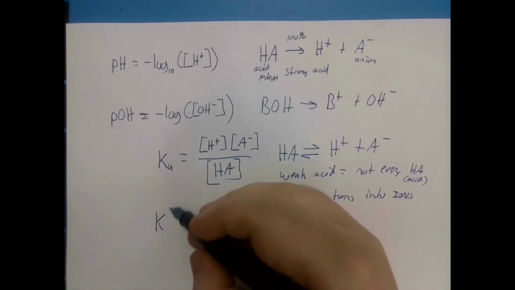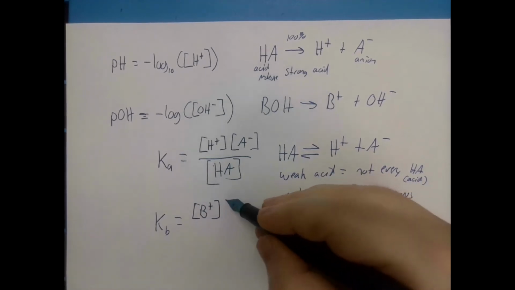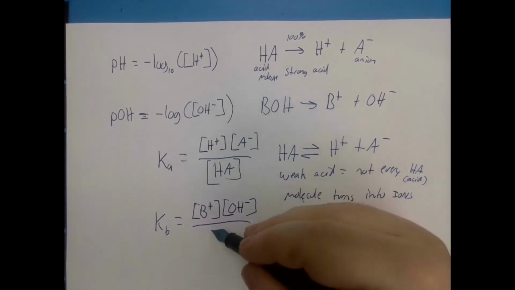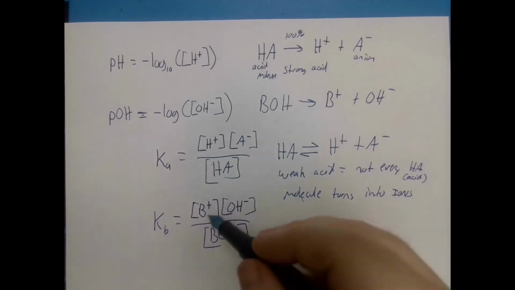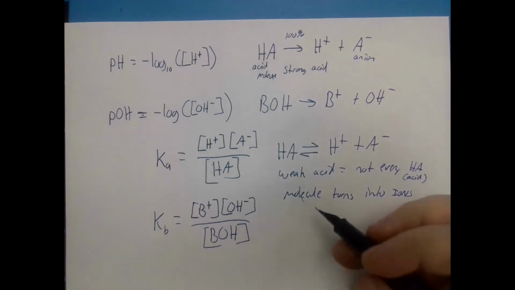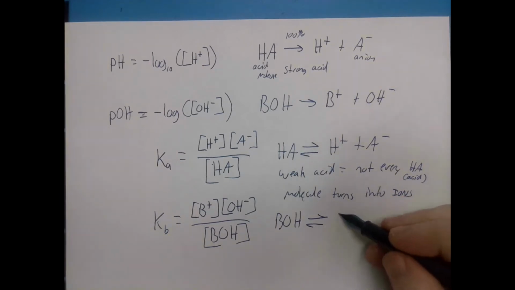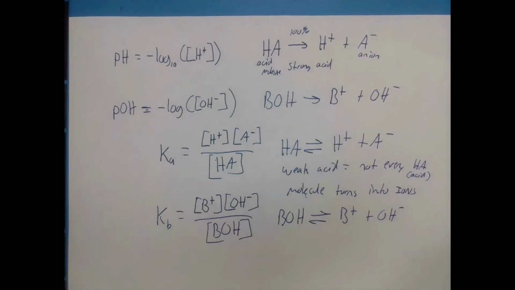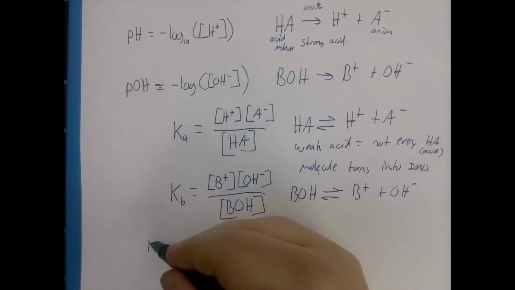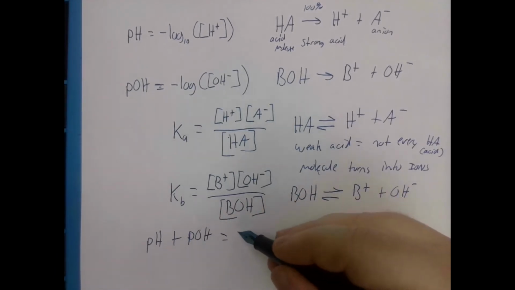And we have the equivalent, Kb, so I will give you this information on the test. Just need to make sure you know how to use it. So let's do an example of both. Oh, and this information. pH plus pOH is equal to 14.